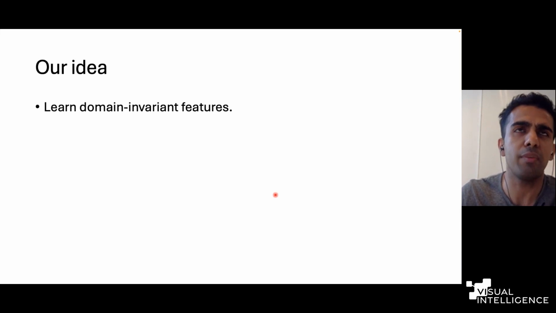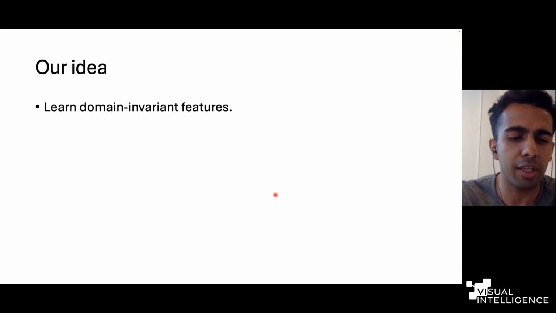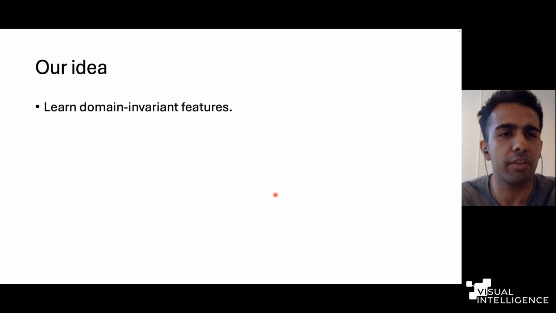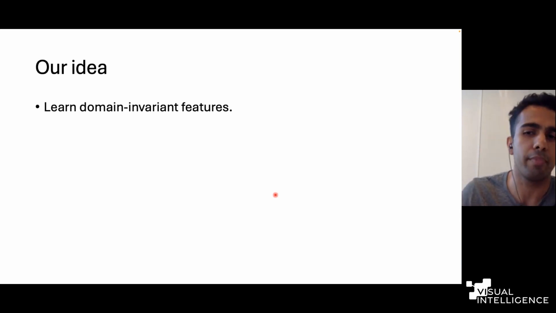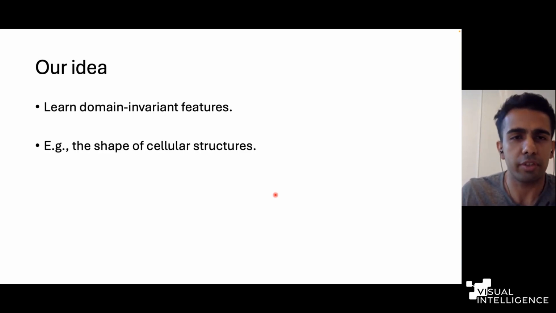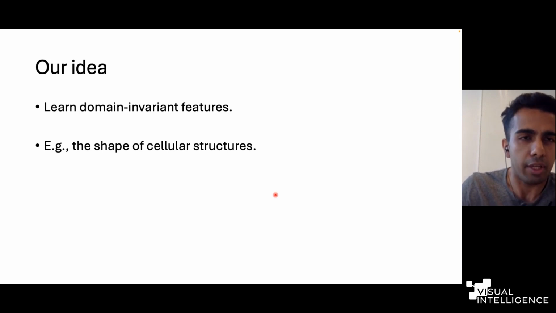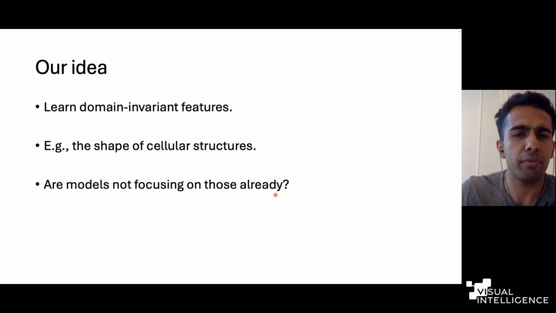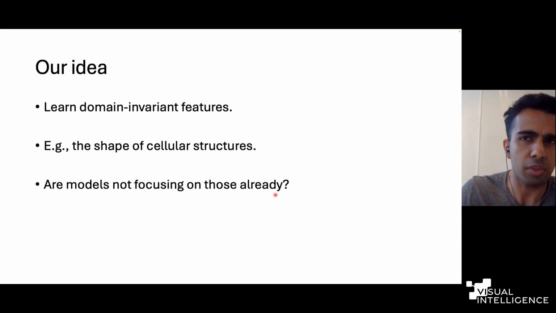So instead of trying to get the model to ignore the features that you think are not important, we just want to get the model to focus on things that are important, or that we think are important. For example, it could be the shape of nuclear structures or something else. And then the question is, is the model already not focusing on shape? And the answer comes a little bit from the literature.